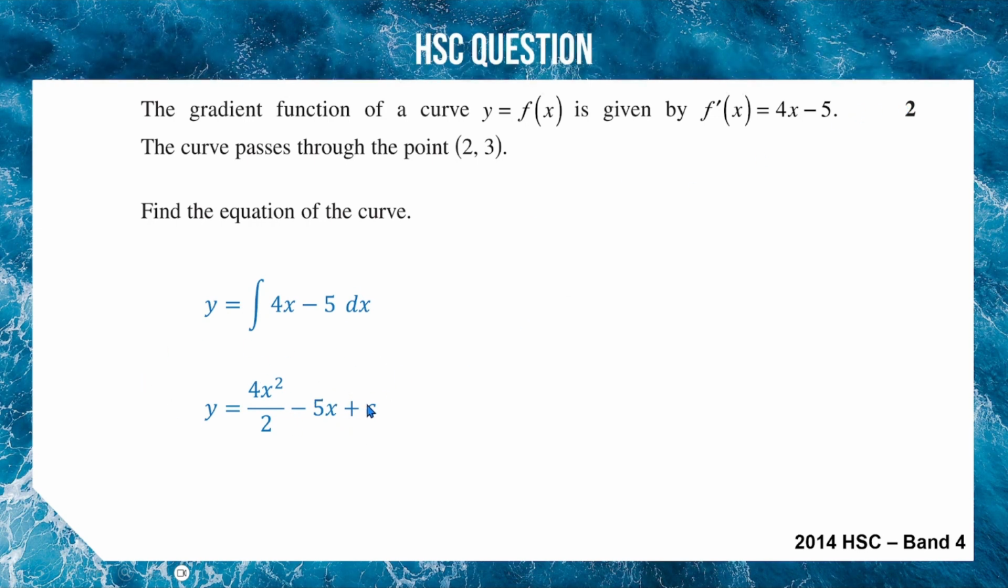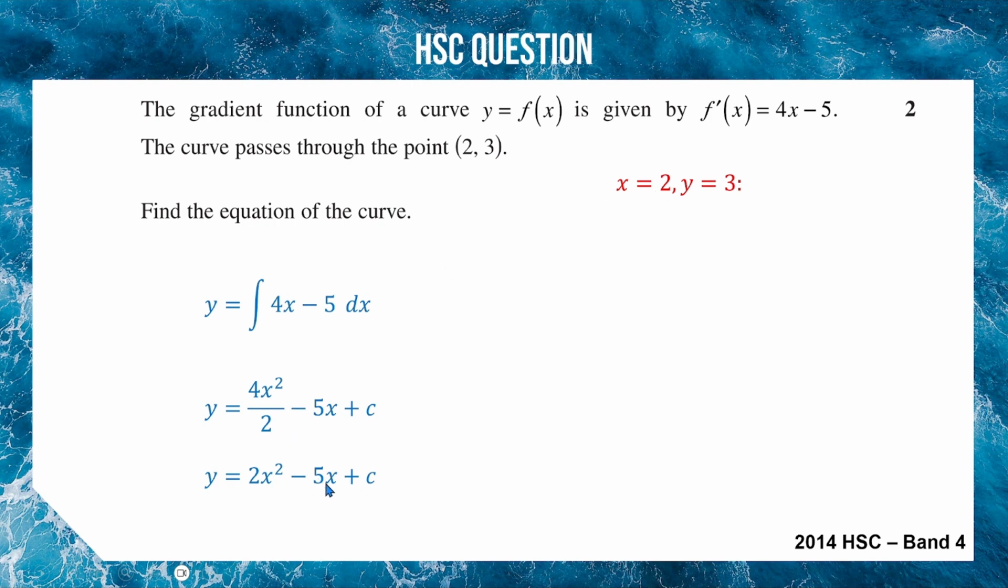To find the other mark for this question, we need to figure out what c is. And to do that, the question has given us some extra information. The question has said that the curve passes through the point 2, 3. That tells us, simplifying here, 4 over 2 is equal to 2, of course. This point tells us that when the x value of this function is 2, the y value is 3, okay? X equals 2 gets us y equals 3.